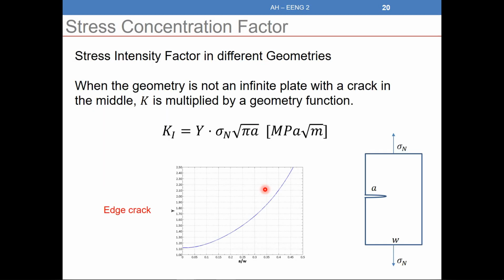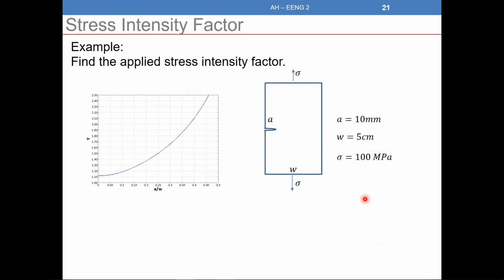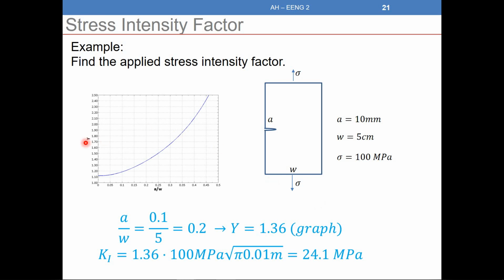Which formula we need to apply? Y sigma square root of pi a. We need to multiply here by Y because we don't have an infinite plate. We have a plate with an edge crack. So how do you calculate Y? We need to use this graph.